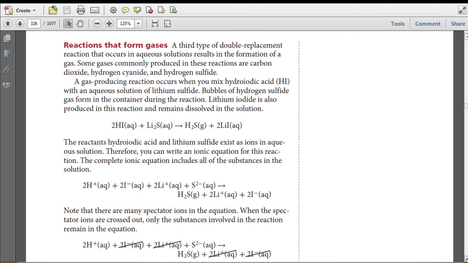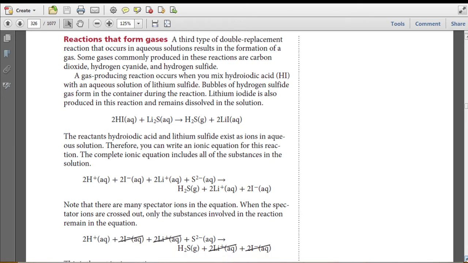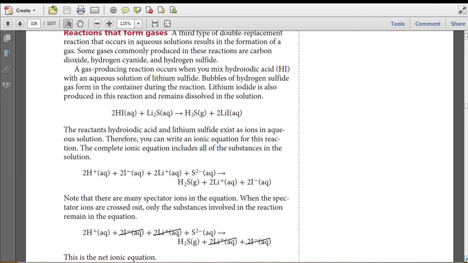Bubbles of hydrogen sulfide gas form in the container during the reaction. Lithium iodide is also produced in the reaction and remains dissolved in the solution. The reactants, hydroiodic acid and lithium sulfide, exist as ions in aqueous solution. Therefore, you can write an ionic equation for the reaction.